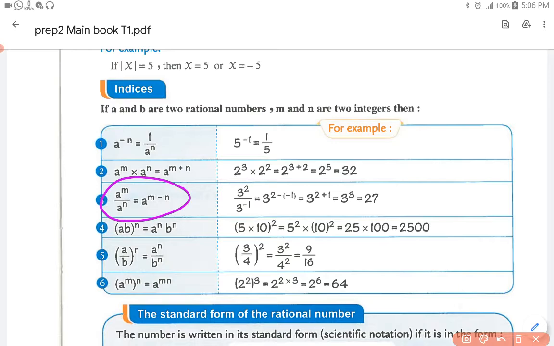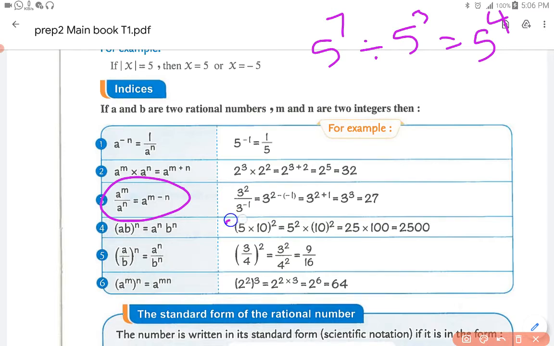Like 5 to power 7 divided by 5 to power 3, it will be 5 to power 4. You will subtract.